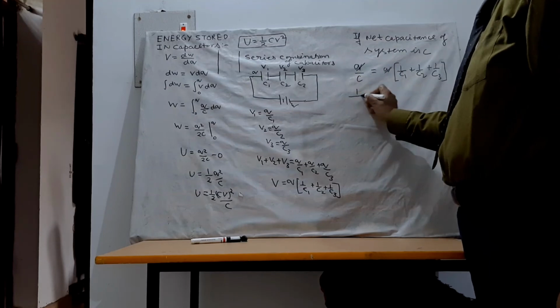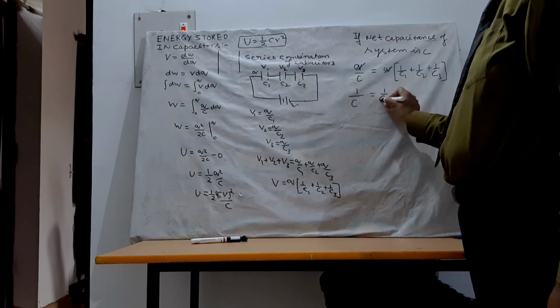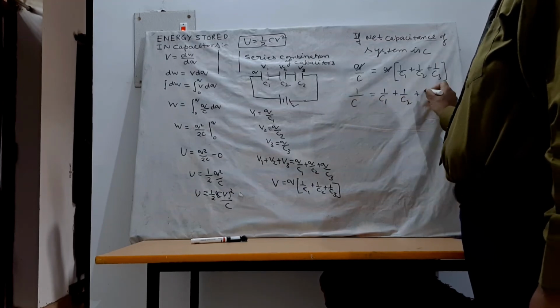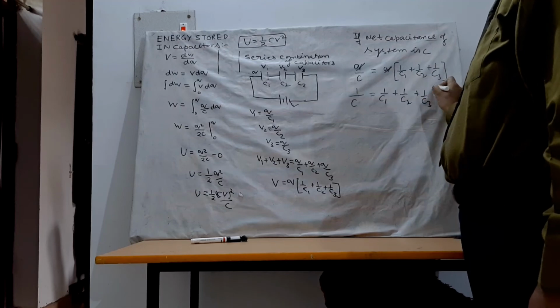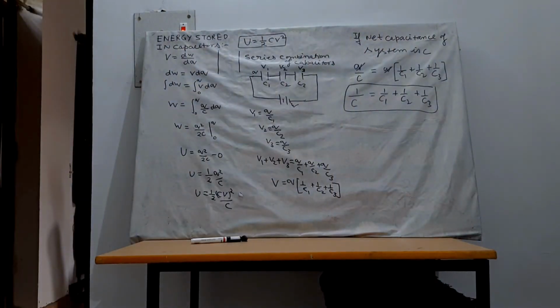Therefore 1 upon C is equal to 1 upon C1 plus 1 upon C2 plus 1 upon C3. This is the formula for total capacitance of capacitors when they are connected in series. When capacitors are connected in series, then 1 upon C is equal to 1 upon C1 plus 1 upon C2 plus 1 upon C3 and so on.